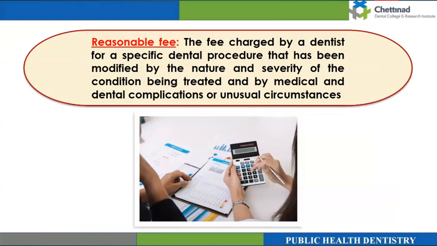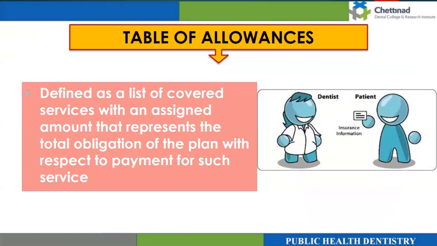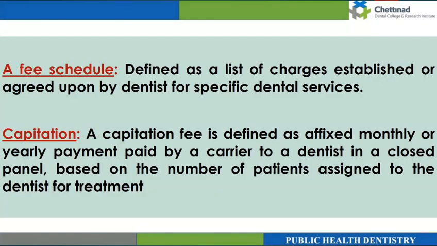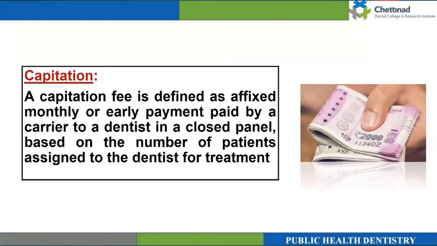Next is reasonable fee. The fee charged by a dentist for a specific dental procedure that has been modified by the nature and severity of the condition being treated and by medical and dental complications or unusual circumstances. Next one is table of allowances. It is defined as a list of covered services with an assigned amount that represents total obligation of the plan with respect to payment for such service. A fee schedule is defined as a list of charges established or agreed upon by dentists for specific dental services. Capitation. A capitation fee is defined as a fixed monthly or yearly payment paid by a carrier to a dentist in a closed panel based on the number of patients assigned to the dentist for treatment.